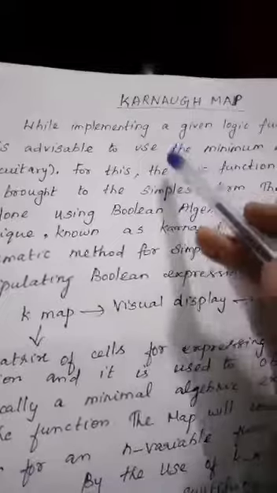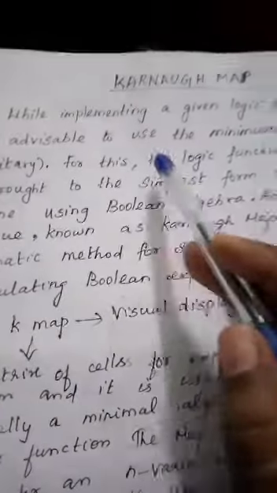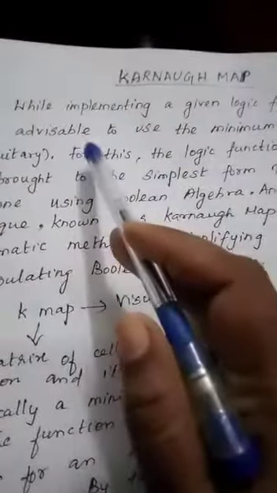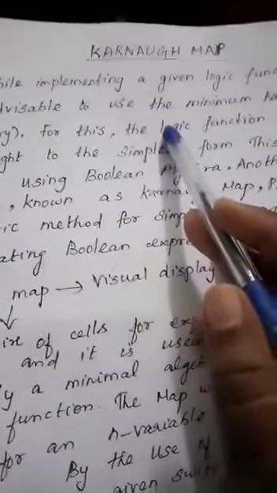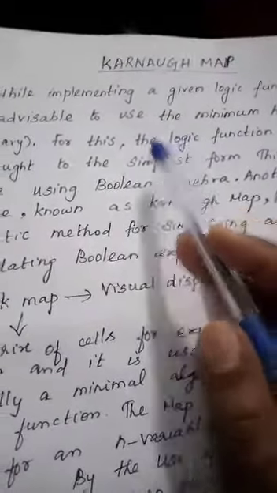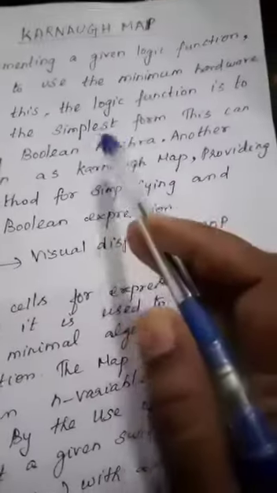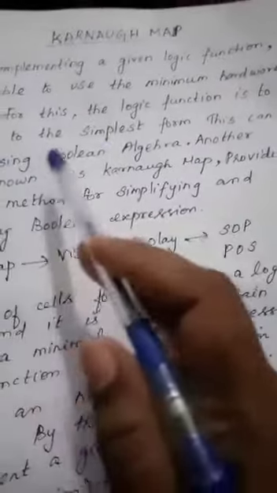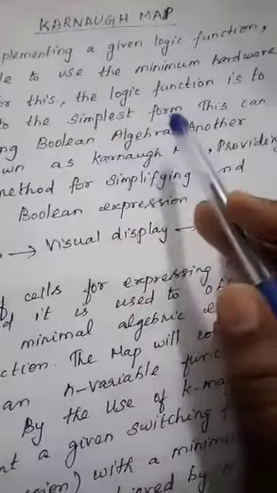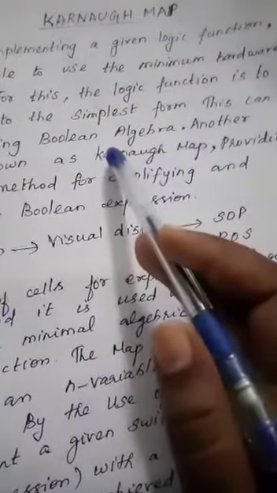Karnaugh map. Implementing a given logic function, it is advisable to use the minimum hardware or circuitry. For this, the logic function is to be brought to the simplest form. This can be done using Boolean algebra.